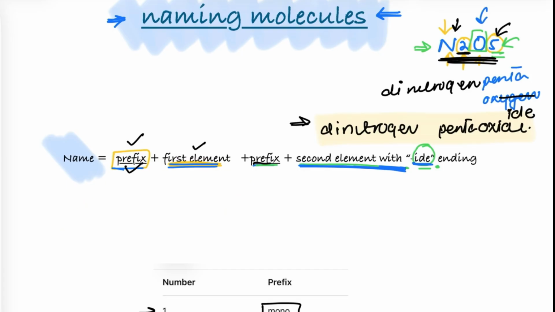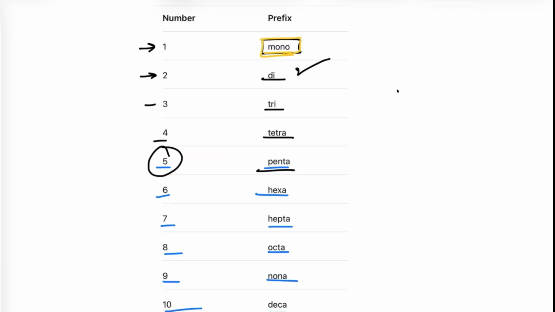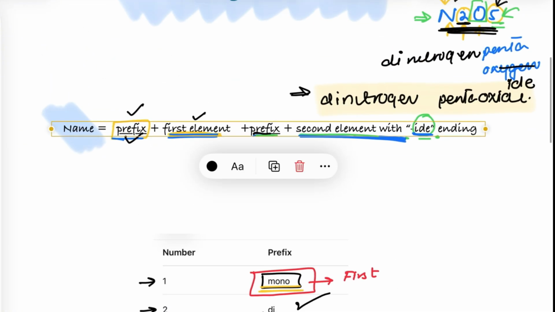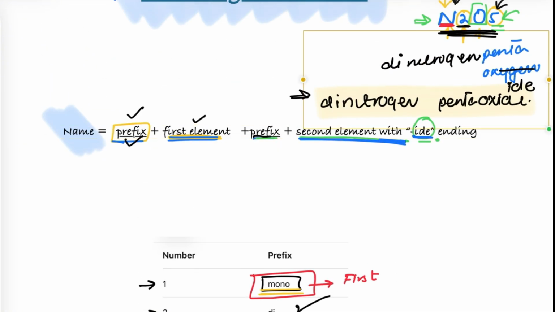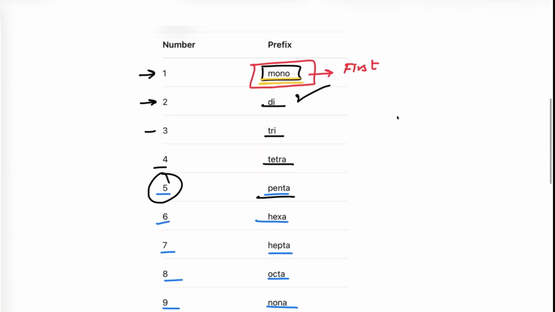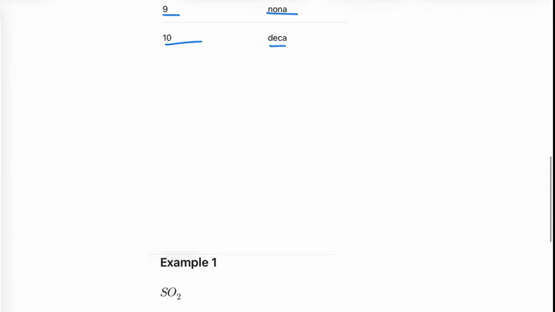Okay, so let's move on to some more examples. Before moving on to the next example, I want to tell you something about the prefix mono. There's something special about this prefix: it is never used for the first element, even if we have one atom of the first element. For example, if there was one nitrogen, we would never call it mononitrogen. We would always call it nitrogen only. All right, so with this knowledge, let's move on to another example.